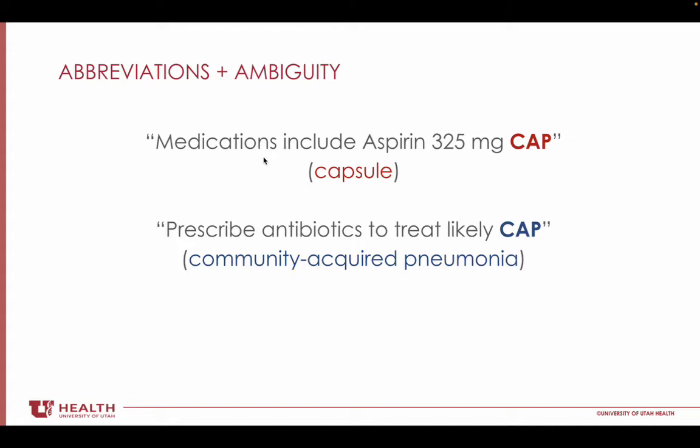And there's a lot of ambiguity as well. So, for example, clinicians often use abbreviations, and so they might say medications include aspirin, 325 milligrams CAP, and here CAP is referring to capsule. But in a different context, prescribe antibiotics to treat likely CAP, that's referring to community-acquired pneumonia. And so if you're looking for pneumonia, you need to recognize that this is referring to that, but this is referring to something else. And if you're looking at medications, you need to do the reverse.